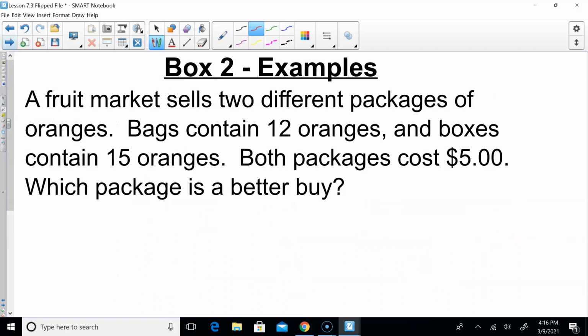A fruit maker sells 2 different packages of oranges. Bags contain 12 oranges and boxes contain 15 oranges. Both packages cost $5. Which one is a better buy? This is like an economic problem. I like this thing. This is like me going to the store trying to find the best deal.